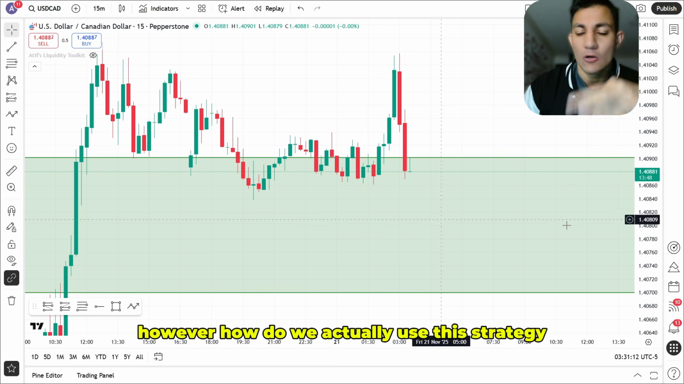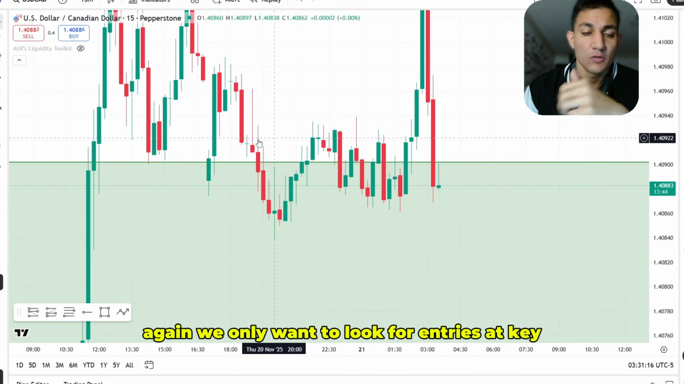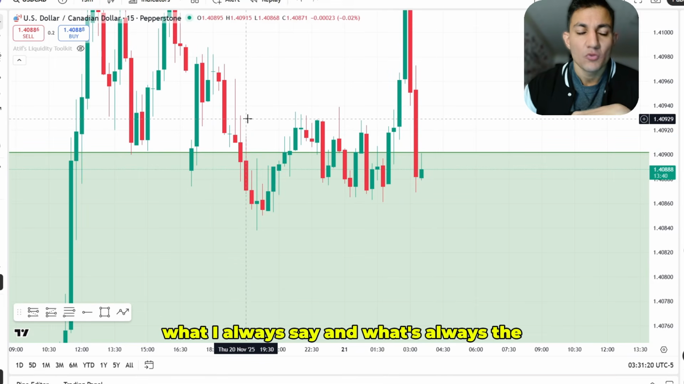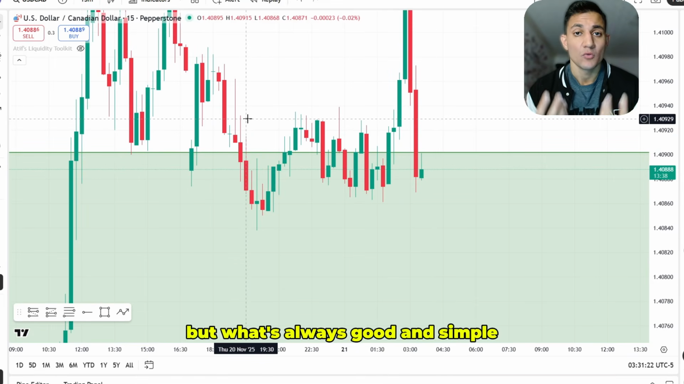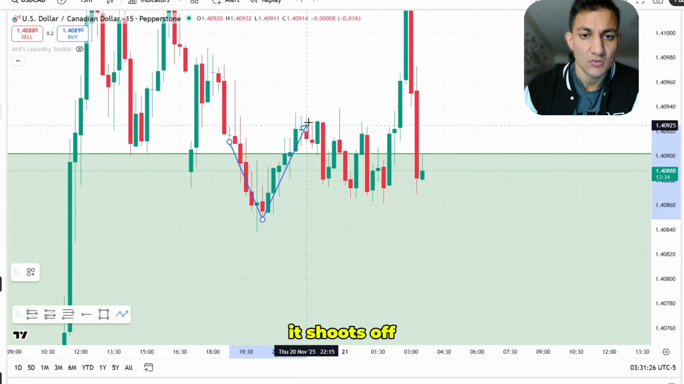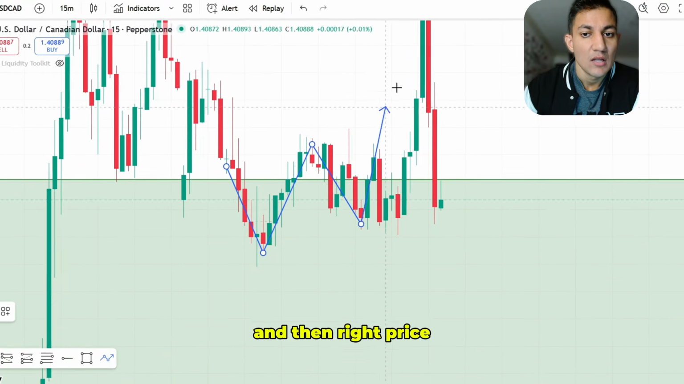However, how do we actually use this strategy, right? What do we actually care about? So again, we only want to look for our entries at key time of day. What's always good and simple is this is the 4-hour fair value gap that price hits. It shoots off. All we want to do now is enter on a retracement and then ride price off.